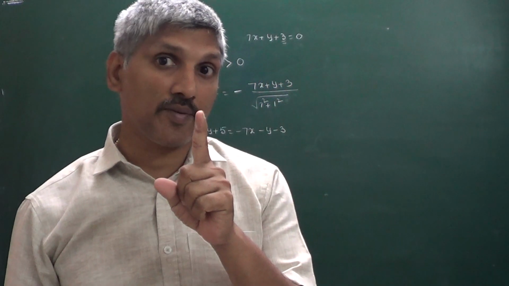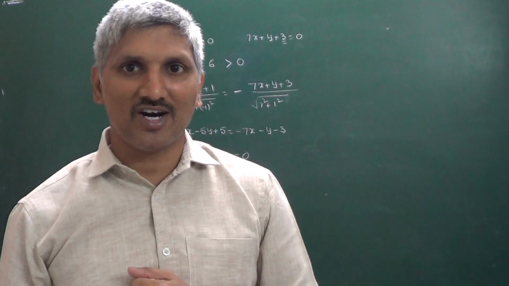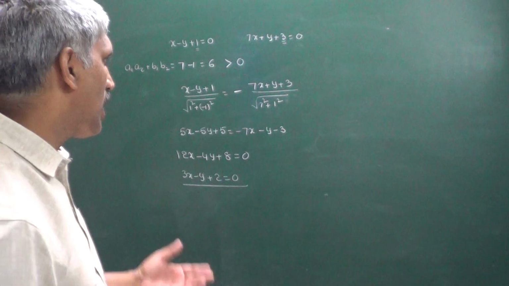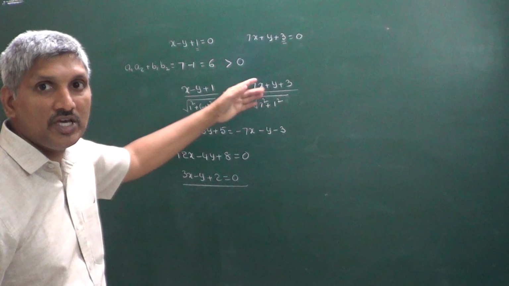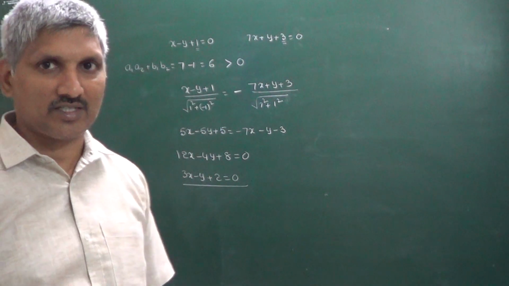One more important point: the angle between the angle bisectors is always 90 degrees. Suppose he is asking to find the obtuse angle bisector, what happens? Take a plus symbol here, you will get the other bisector, that is nothing but the obtuse angle bisector.